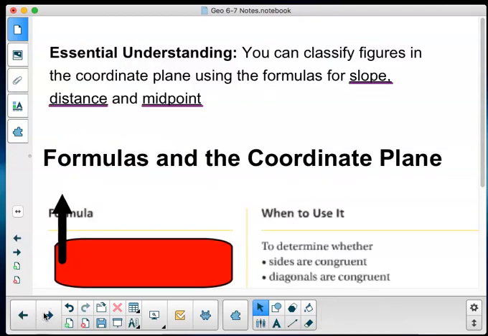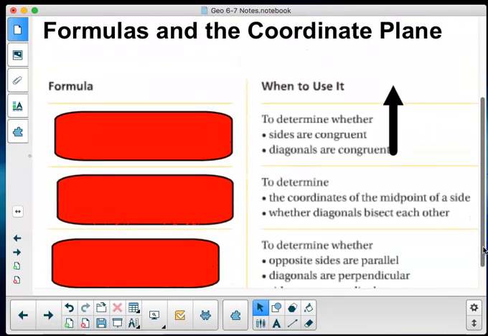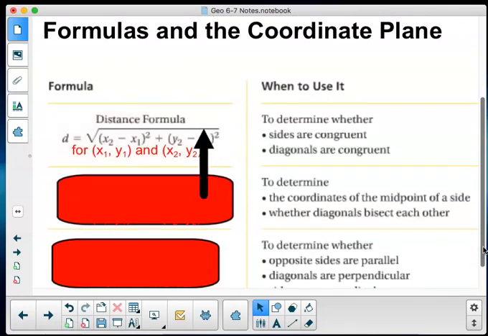Our essential understanding today: when we're working with this, you can classify figures in the coordinate plane using the formulas for slope, distance, and midpoint. And I'm going to give you a list of when to use what as we go through these. So, the formulas of the coordinate plane that we're going to be working with today. First of all, we have the distance formula, and this is x sub 2 minus x sub 1 quantity squared plus y sub 2 minus y sub 1 quantity squared, and we take the square root of all that.